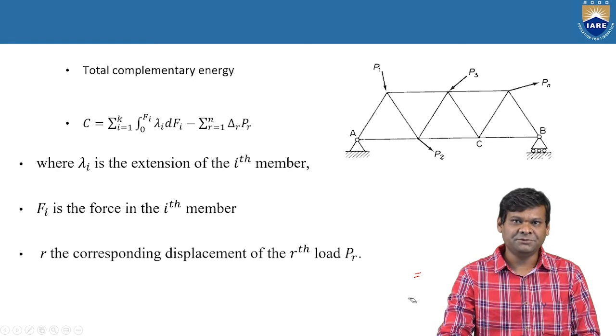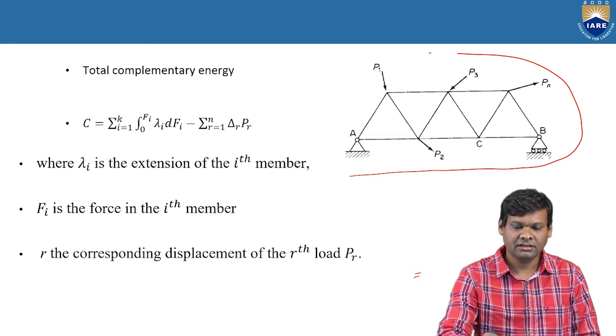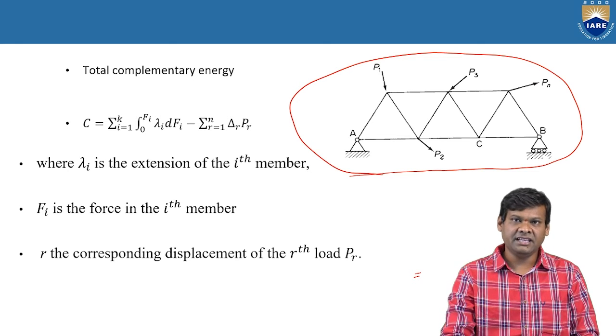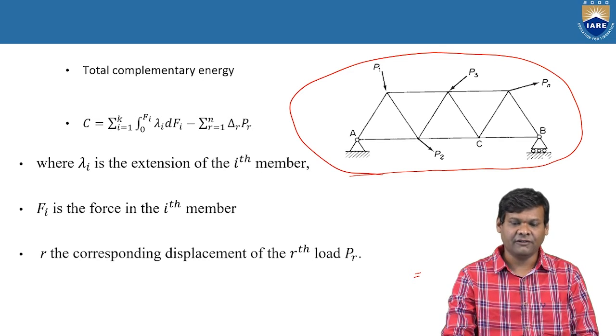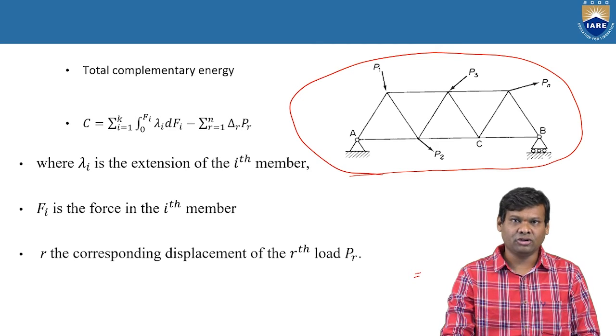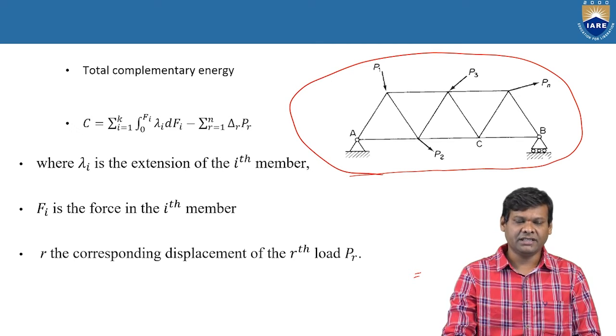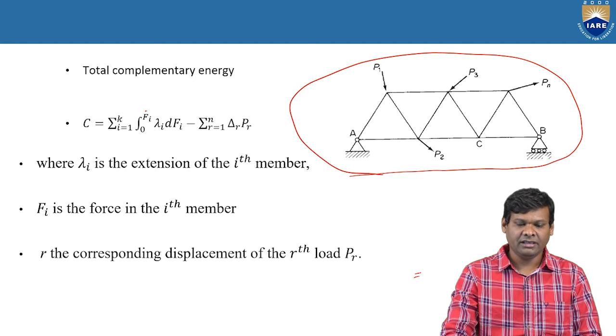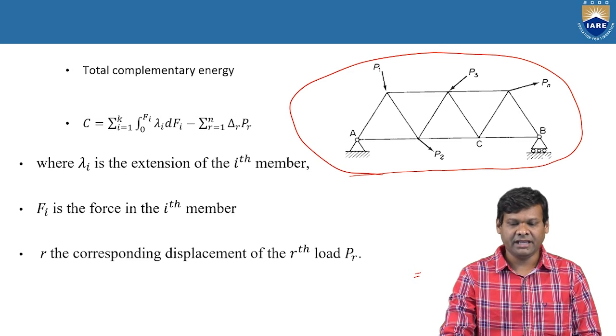Similarly, when you observe this truss, we have applied loads P1 to Pn, and these loads have produced deflections, that is the axial deflections delta 1 to delta n, and further the total complementary energy can be written as C equal to sigma i running from 1 to K, integral 0 to Fi of lambda i dFi, minus sigma r equal to 1 to n of delta r and Pr.